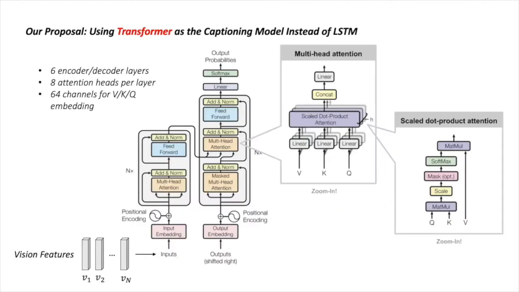However, since more powerful language models than LSTM have already appeared, why not use them? Here, we propose to use a Transformer as the language model instead of LSTM. As you can see, different from directly using LSTM as a decoder, we still encode and decode the features proposed by Faster R-CNN. Here, 6 encoder and decoder layers, with 8 attention heads per layer, are applied in the transformer. We set the channel of V, K, and Q to be 64. This is our captioning model combined with Faster R-CNN and transformer. Later in the experiment, we will show that this method outperforms both methods mentioned before.